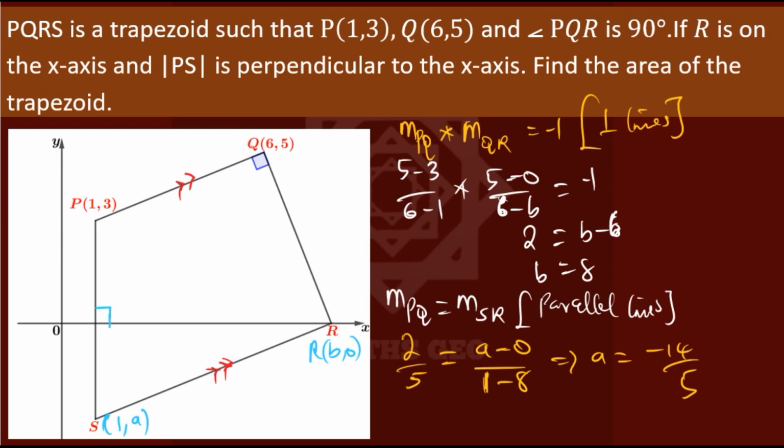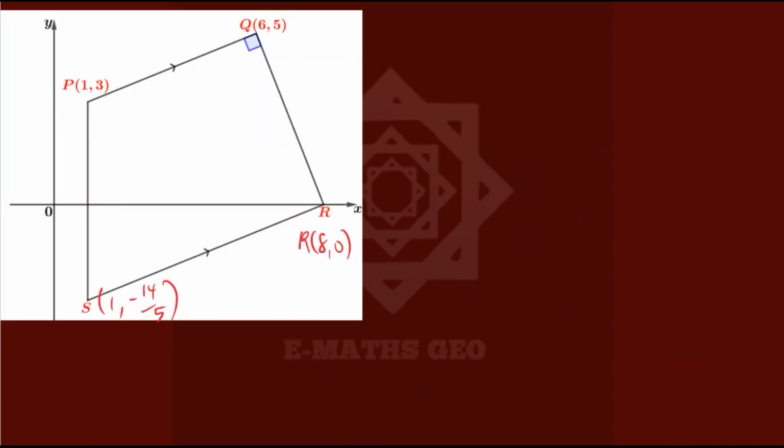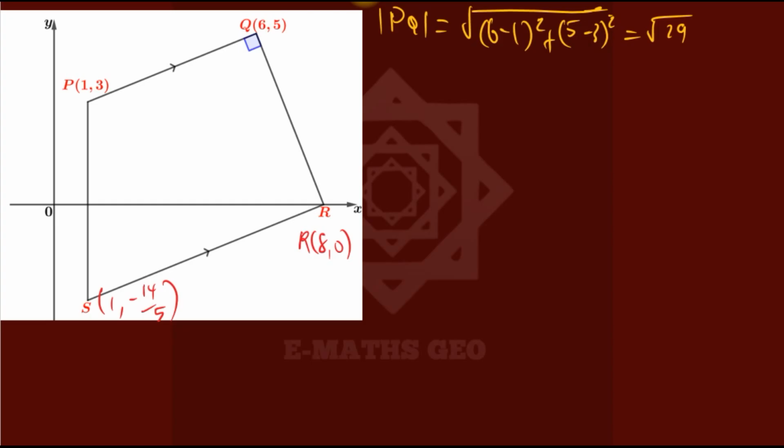So let's now get the area. For us to get the area, we need the lengths PQ, SR, and QR. So let's get the distance, which is the length. Length PQ, using the distance formula, is the square root of (6 minus 1) squared plus (5 minus 3) squared. That's the square root of 25 plus 4, which is the square root of 29.